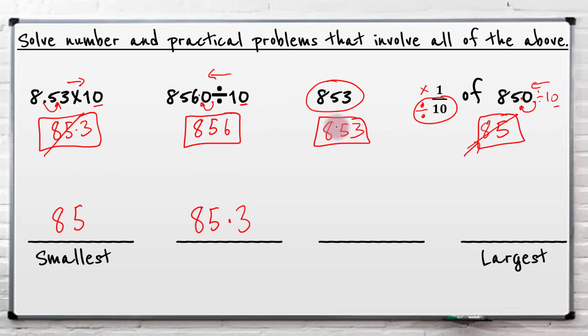And then these two, well, what's bigger, 853 or 856? 856 is bigger, which means we'll have 853 and then 856. So it's just an ordering of numbers questions, but with the added extra of doing a calculation first before you can order the numbers. So do all the calculations first and then order those numbers from smallest to biggest.